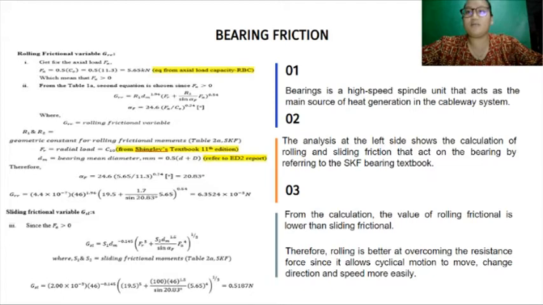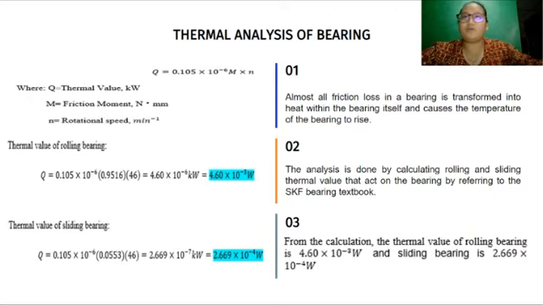From the calculation, it can be seen that the value of rolling friction is lower than sliding friction. Almost all friction loss in the bearing is transformed into heat within the bearing itself and causes the temperature of the bearing to rise. The figures on the left side show the calculation that has been done. From the calculation, the thermal value of the rolling bearing is equal to 4.6 times 10 to the power of negative 3 watt, and the sliding bearing is 2.669 times 10 to the power of negative 4 watt.